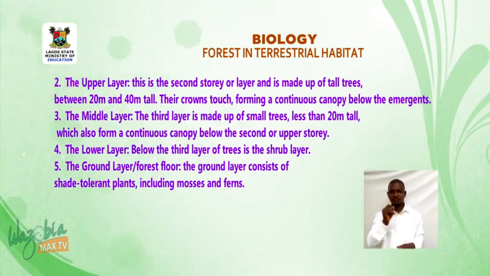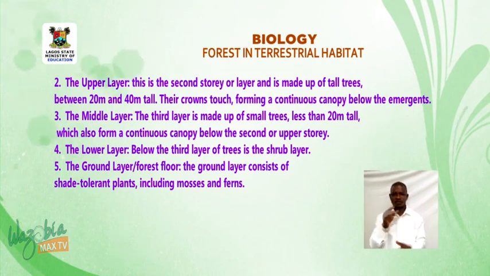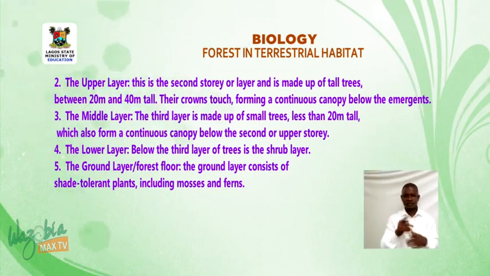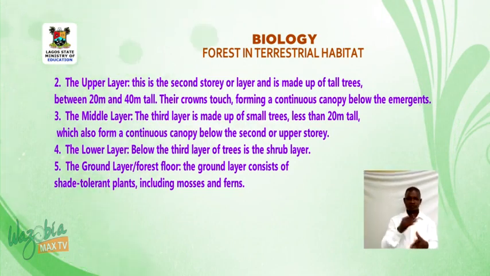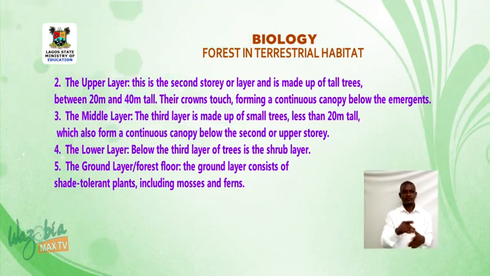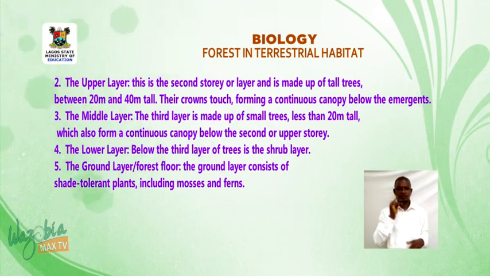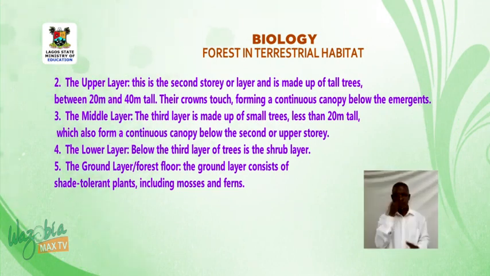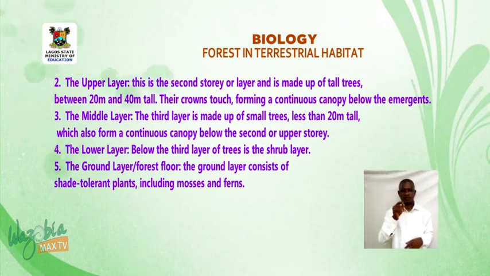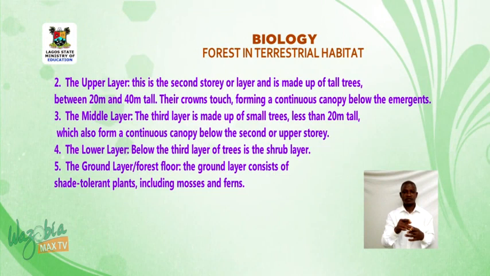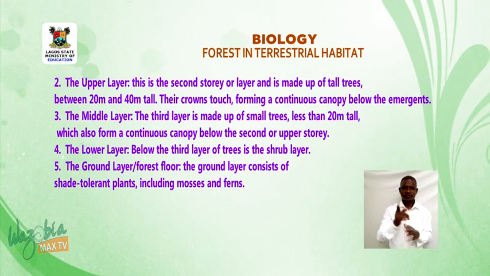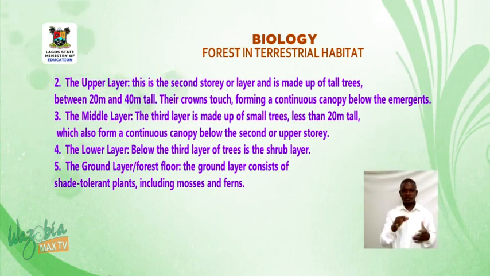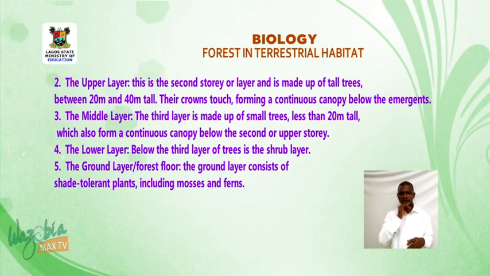3. The middle layer. The third layer is made up of small trees less than 20 meters tall, which also form a continuous canopy below the second or upper story. 4. The lower layer. Below the third layer of trees is the shrub layer. They are short trees. Then the 5th one is the ground or forest floor. The ground layer consists of shade tolerant plants.